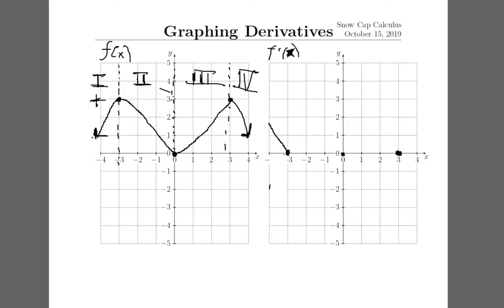All right, so our f prime of x should be positive, so it should be above the x-axis whenever we have a value of x that is less than -3. Let's see, in our second section here, the function is decreasing, so we'd have a negative f prime of x, so this should be negative.